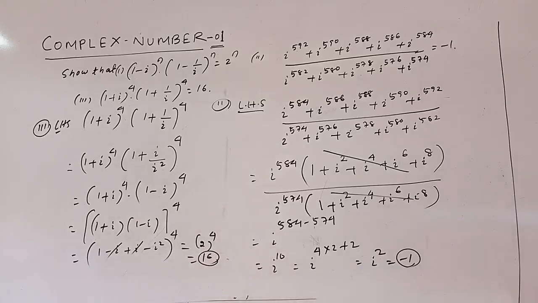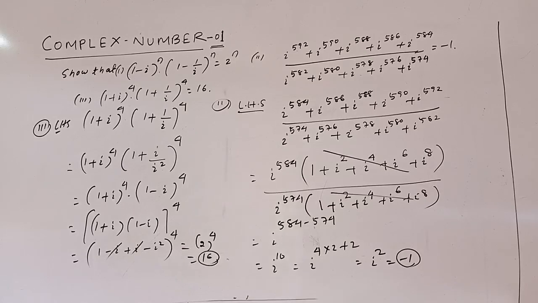Okay, so in this way you have to find the value of an imaginary number's i power. Divide by 4. When the remainder is 0, the value is 1. If the remainder is 1, it is i. If the remainder is 2, it is minus 1. If the remainder is 3, it is minus i. Okay.